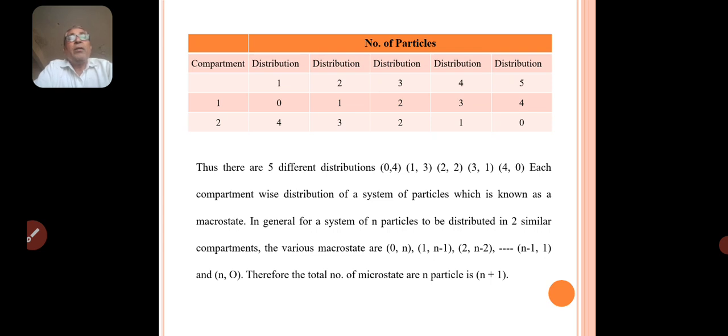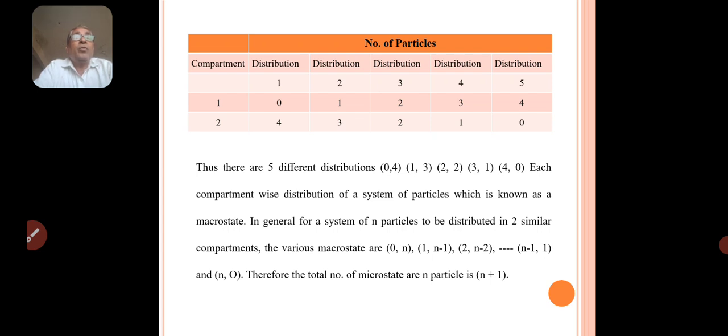Similarly, suppose in the first throw all particles fall in compartment 2 and no particle falls in compartment 1. In the second throw, one particle will fall into the first compartment and 3 particles will fall into the second compartment. In the third throw, 2 particles will fall in the first compartment and 2 particles will fall into the second.